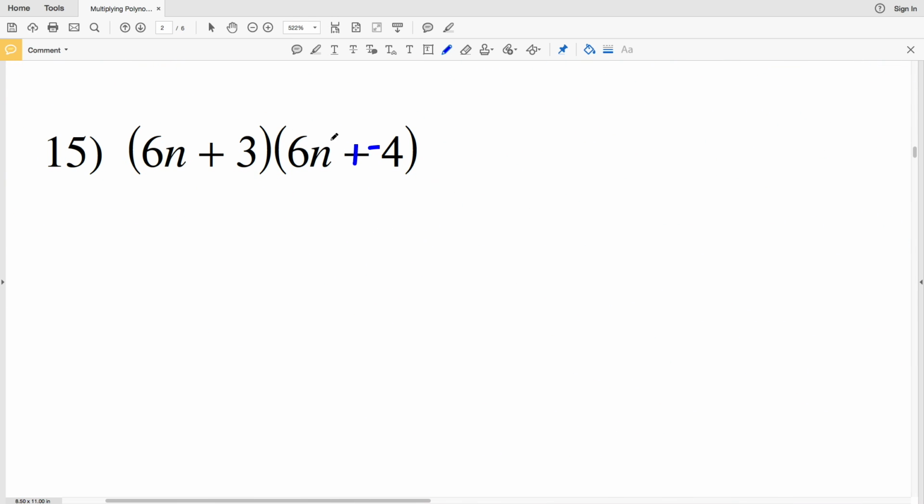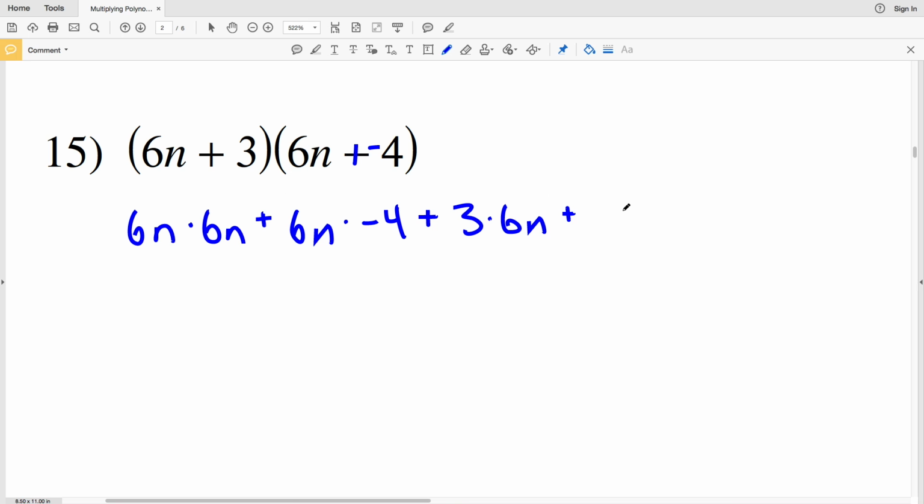And number 15, I'm switching the second polynomial, 6n minus 4, to be 6n plus negative 4, so that I have everything in terms of addition. Then I'm going to FOIL. First terms, 6n times 6n plus the outside terms, 6n times negative 4 plus the inside terms, 3 times 6n plus the last terms, 3 times negative 4.